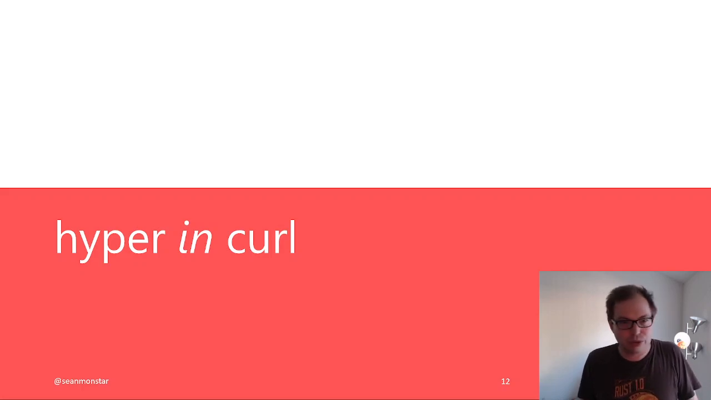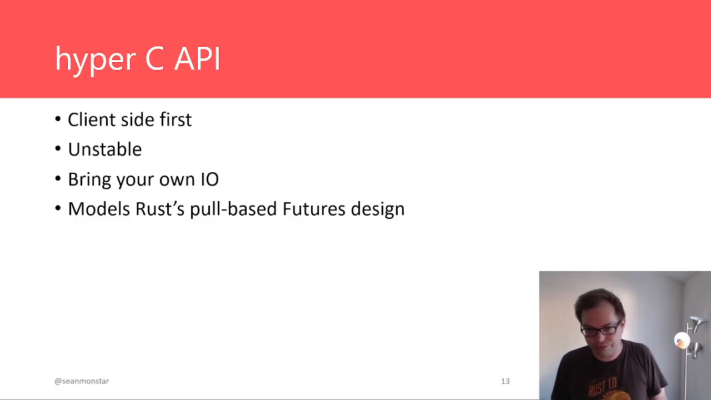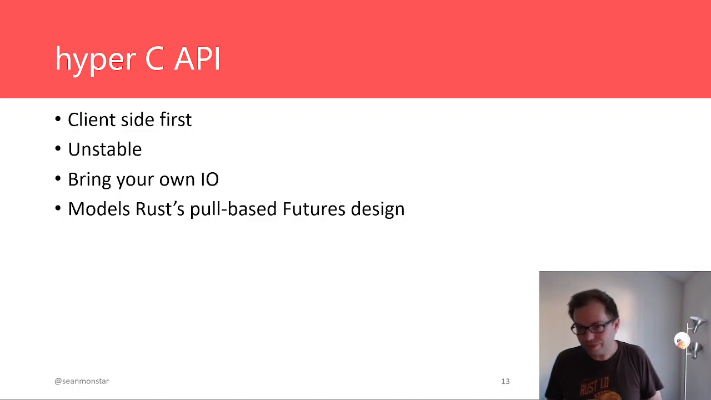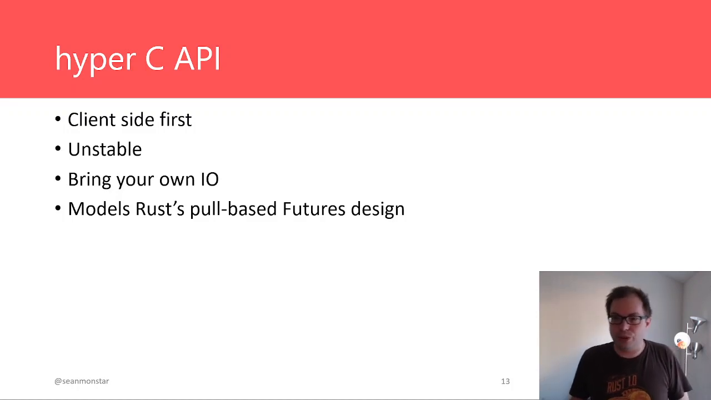And we worked at it from a couple of angles. First of all, Hyper is in Rust. We had to make a C API for Hyper. So to start, we did the client side. Curl didn't need a server API, so we worked on the client side. And while it's currently unstable because we're making sure that curl's use of it works, once that's stable, we can make it provide the normal Semver API compatibility that it normally does.